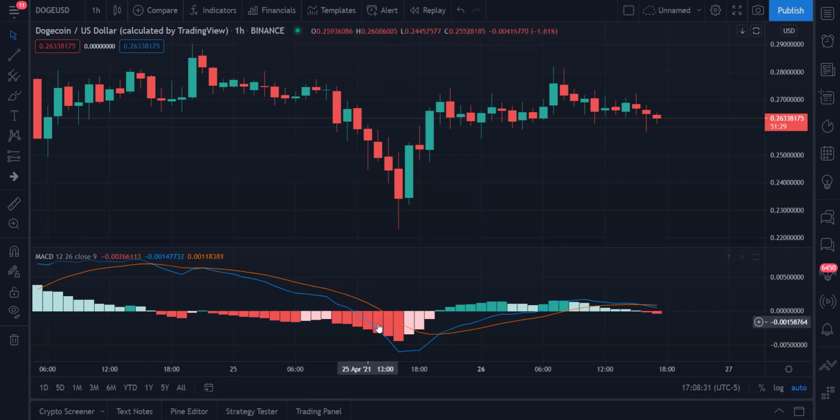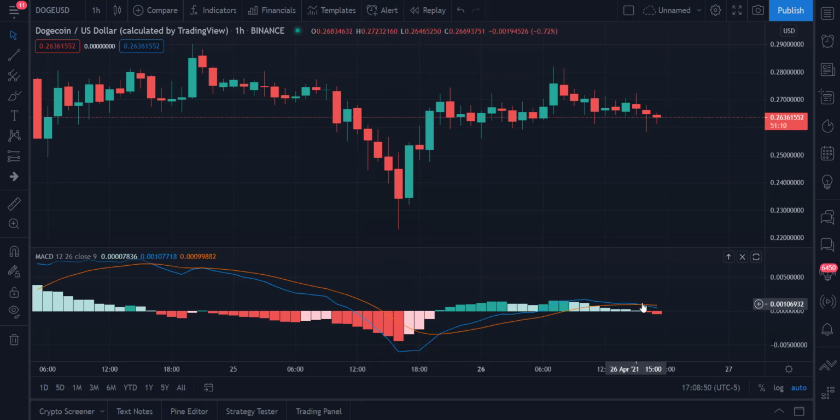Let's see. So on the hourly, we had a crossover back here over the weekend. On April the 24th, we had two different crossovers, and it did go negative. However, we already got a crossover here indicating a higher price.